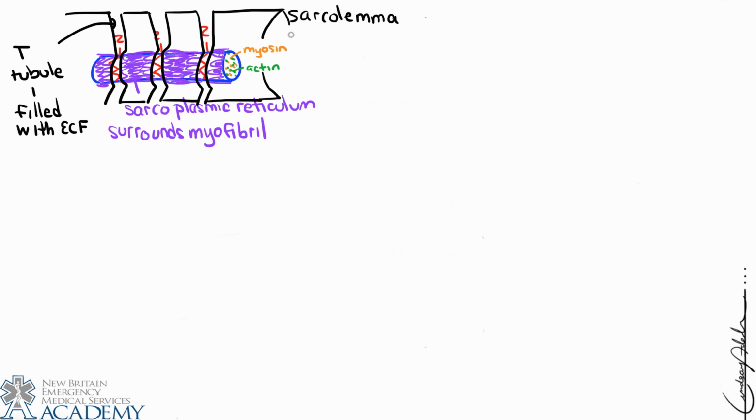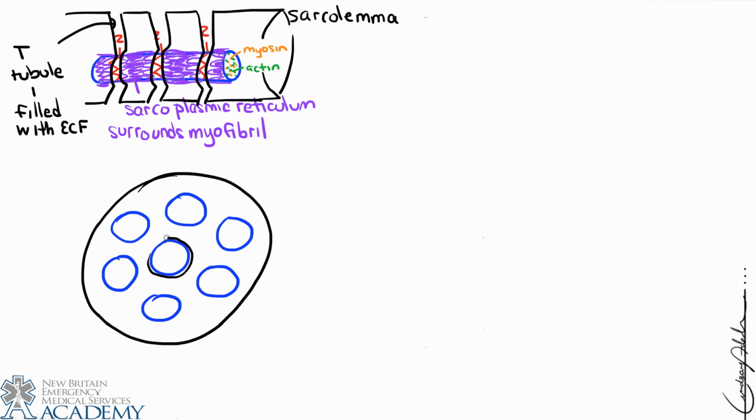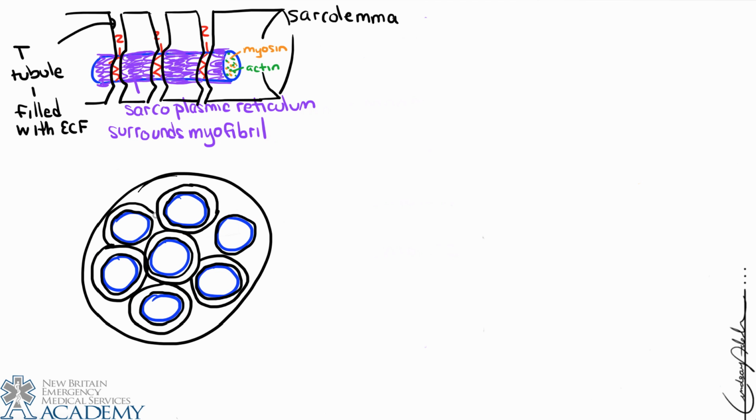Okay, so now let's just sort of pretend that we're taking a slice along the Z-line, and we'll just draw a cross section so that we can look at it head on. So we can see multiple myofibrils in this particular cell, and the myofibrils are surrounded by the T-tubules. What we get basically is this sort of network of tunnels.